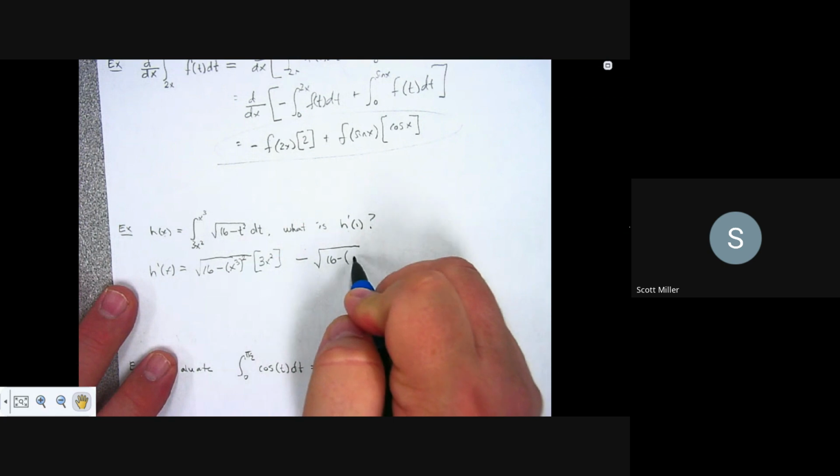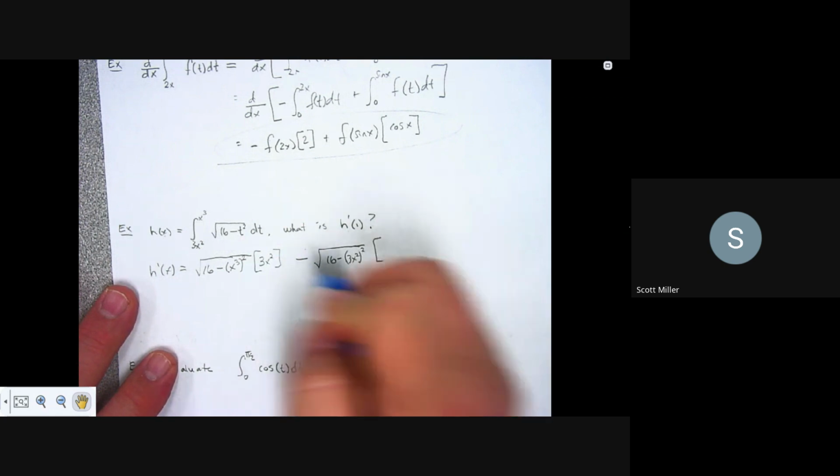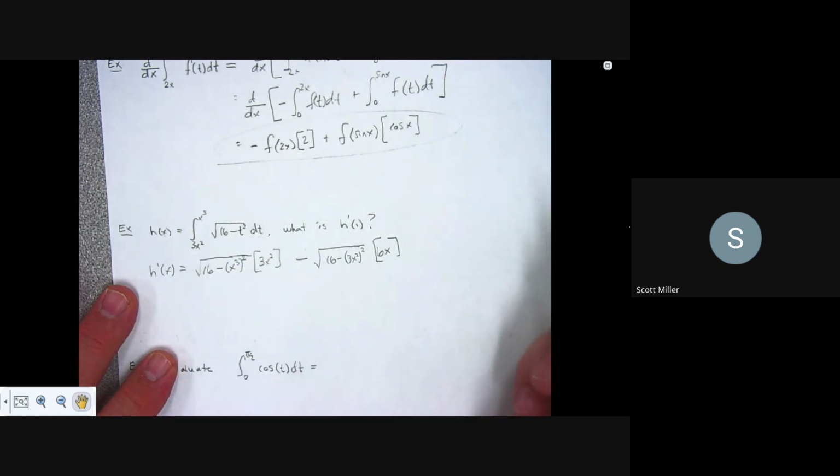16 minus 3x squared squared times its derivative, which is going to be 6x. So that's what we get there using both fundamental theorems of calculus at the same time.